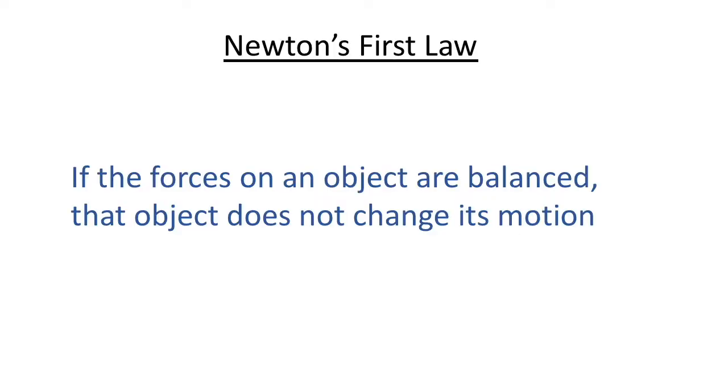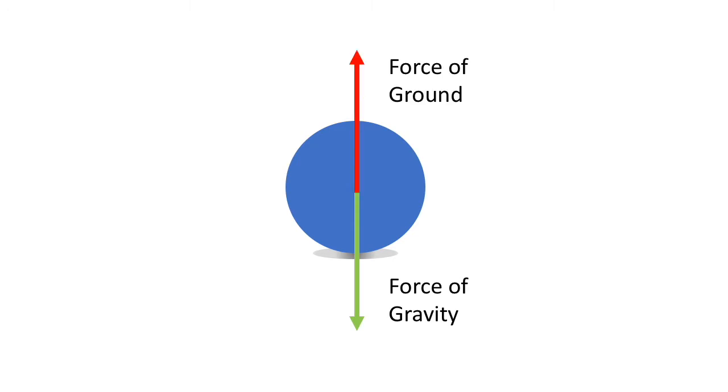Newton's first law of motion states that if the forces on an object are balanced, that object doesn't change its motion. For instance, consider a ball sitting on the ground. The force of gravity is pulling it down, but the force of the ground is also pushing it up. Because these two forces are equal, the net force is zero, so the ball does not change its motion.